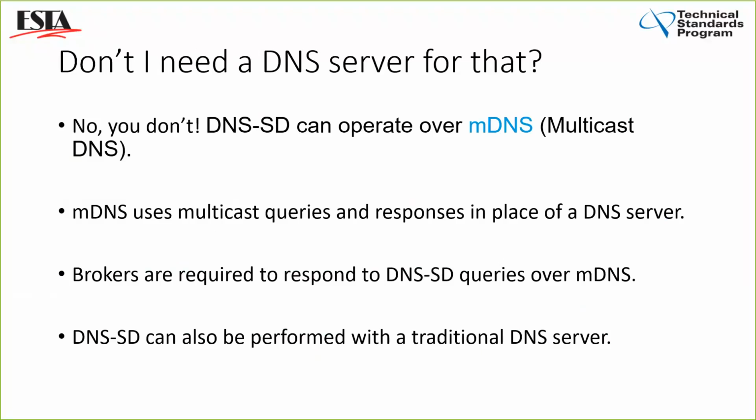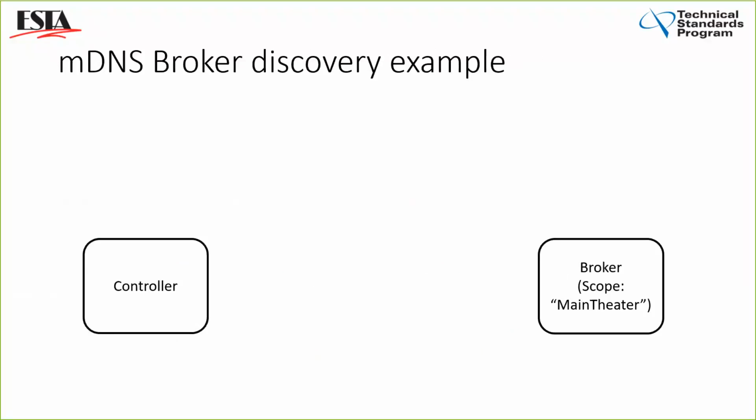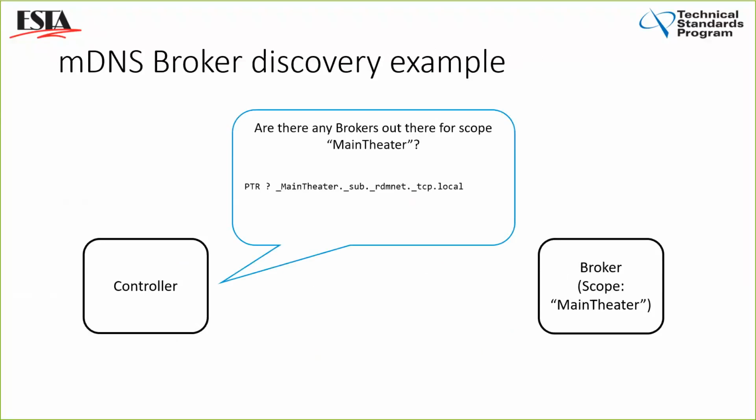Discovering a broker using multicast DNS is really simple. It's kind of a four-step process, really. The controller just makes a multicast query and says, are there any brokers out there for whatever scope the controller's been configured to operate on? In this case, main theater.